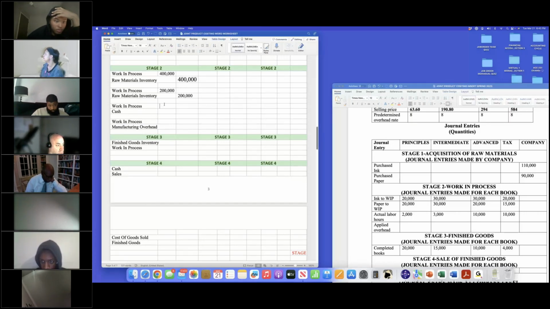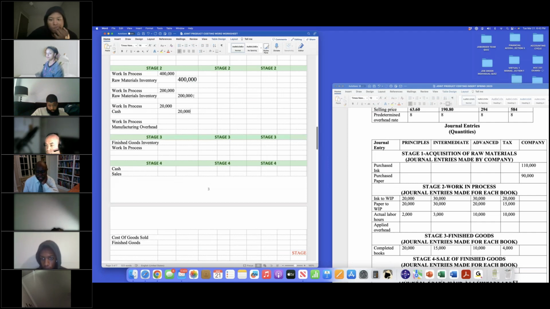What's our overhead number going to be? Overhead is the 200,000 that they gave us earlier, or is it the actual overhead that we multiplied? We multiply. We're using these numbers now. 20,000 times 20 for the ink, 400,000. 20,000 times 10. That's how much paper we requisition. 200,000.